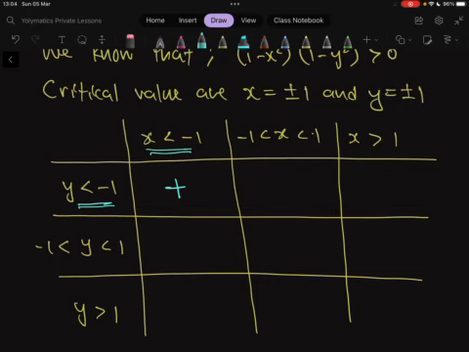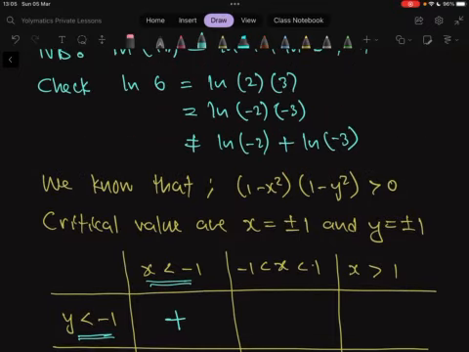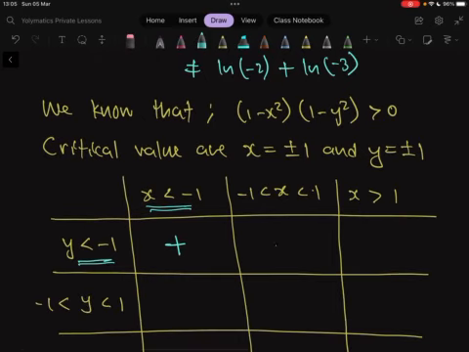Then I also do the same thing for x between -1 and 1, still keeping y less than -1. So I take -3 for y, and for x I take maybe 0.5. So I see that when x is less than 1, one bracket is positive, the other one is negative. So I have a negative product.